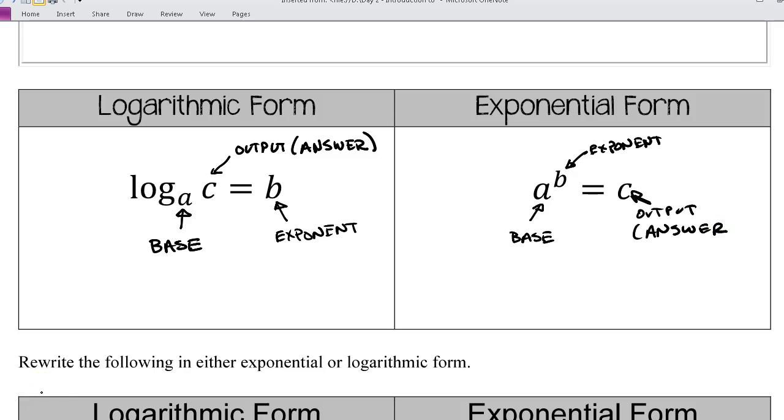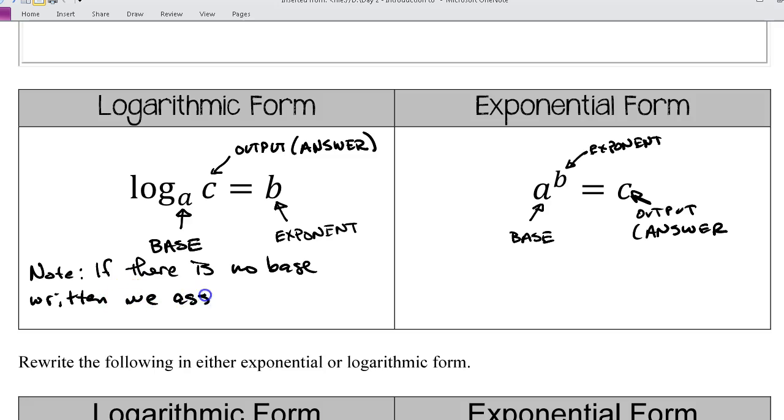So a note over here, when we're in logarithmic form, note, if there is no base written, we assume it is 10. Because usually if the base is 10, we just leave it off.